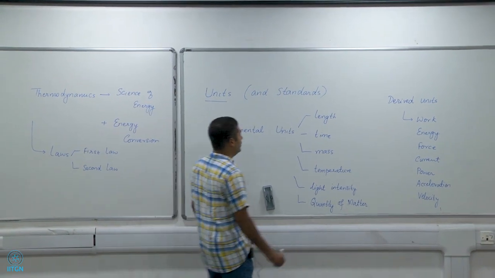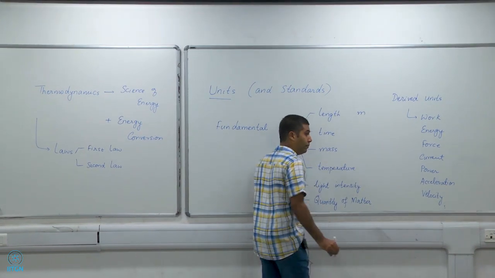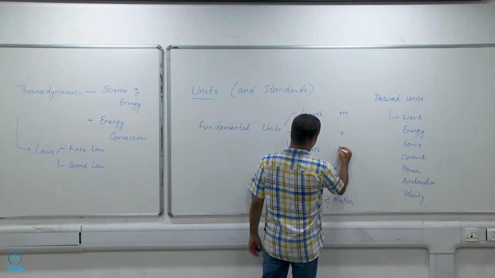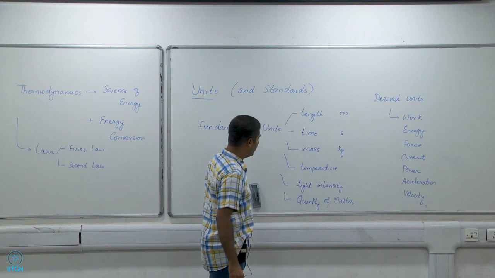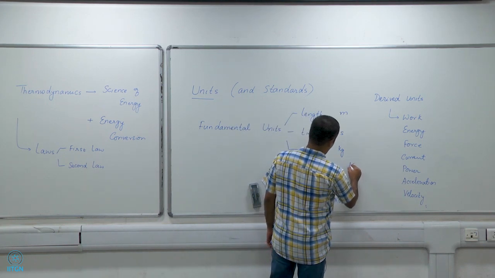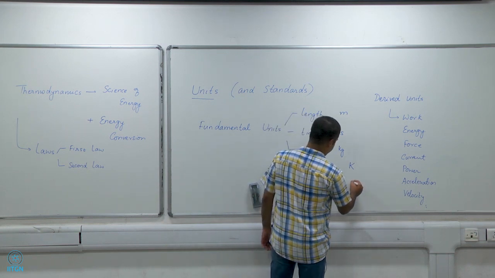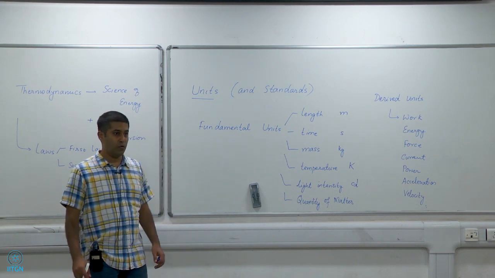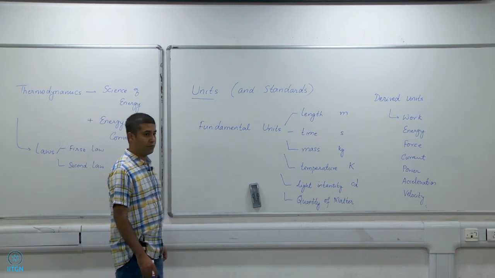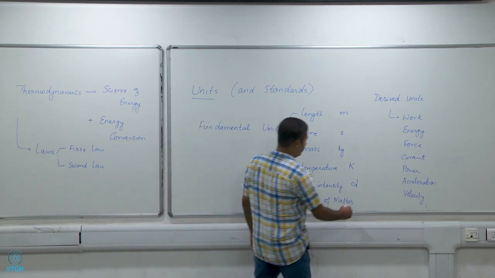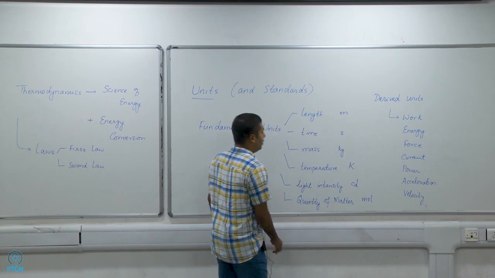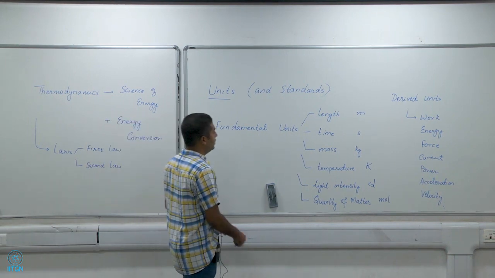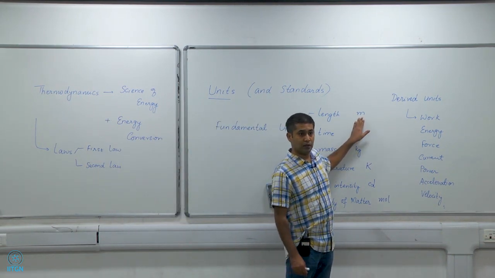Now, what is the SI unit for length? Meter. For time? Second. And for mass? Kg. For temperature? Kelvin. For light intensity? Lumens. Oh, candela. Luminous intensity, candela. And then quantity of matter? Mole. Notice that I have to write meters. There is only one way of writing meters.